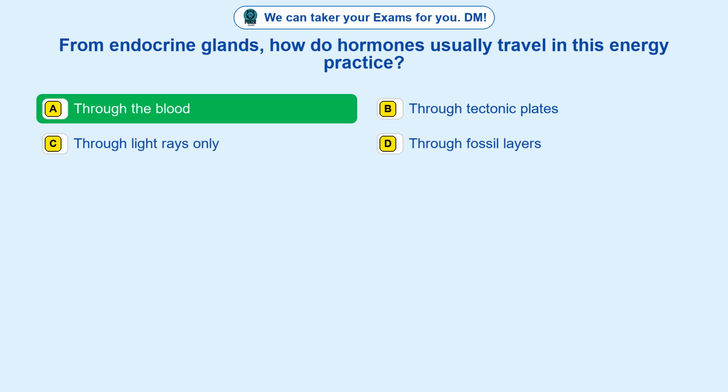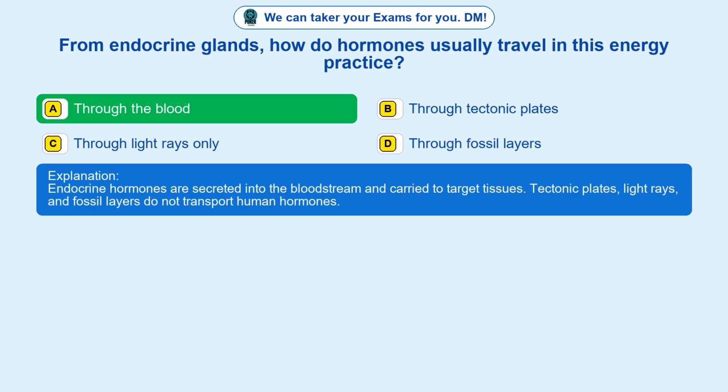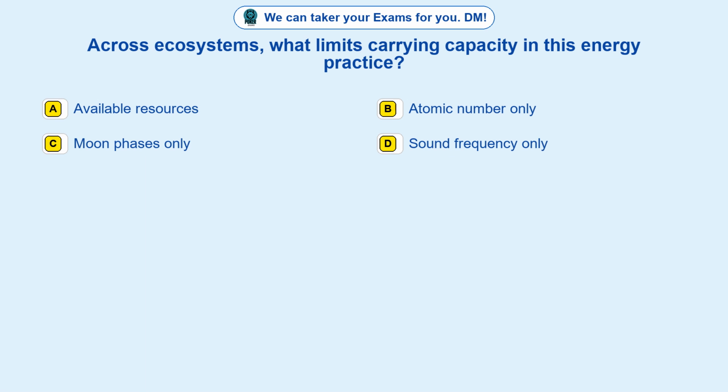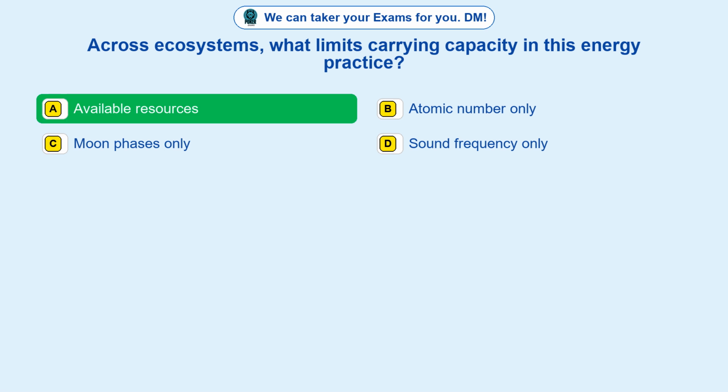Through the blood. Endocrine hormones are secreted into the bloodstream and carried to target tissues. Tectonic plates, light rays, and fossil layers do not transport human hormones. Question 29. Across ecosystems, what limits carrying capacity in this energy practice? Option A, available resources. Option B, atomic number only. Option C, moon phases only. Option D, sound frequency only. The correct answer is option A.